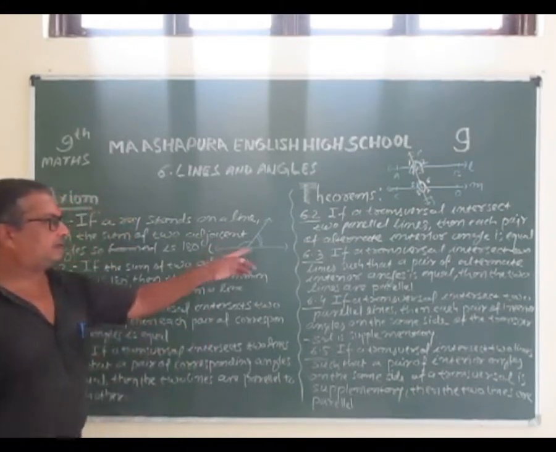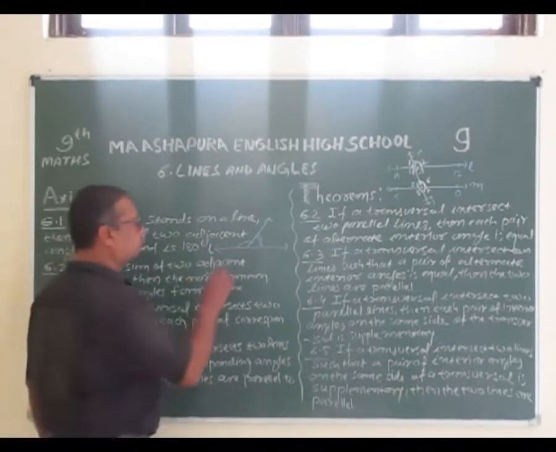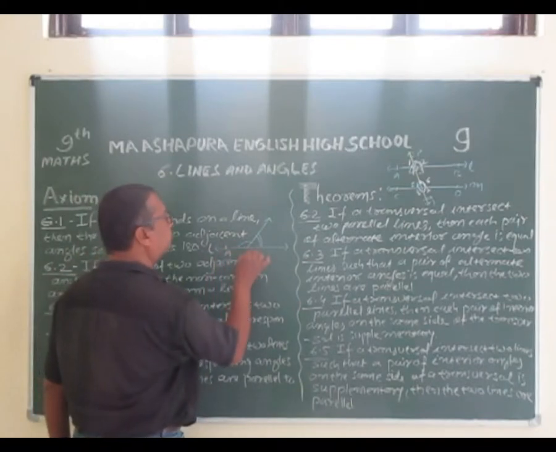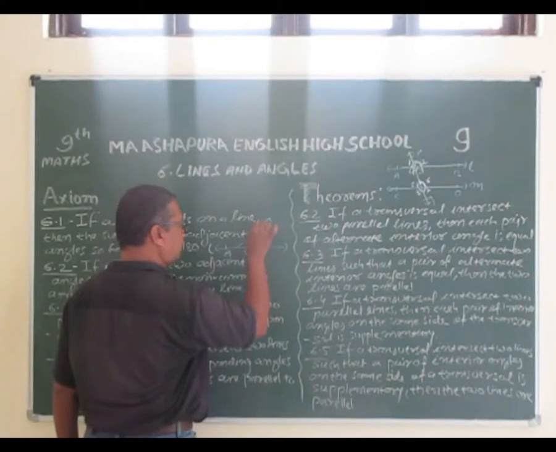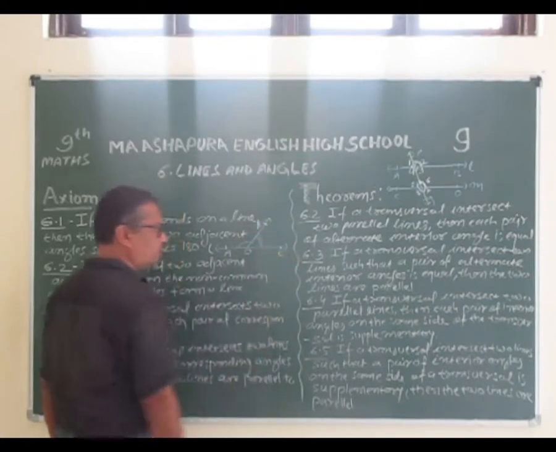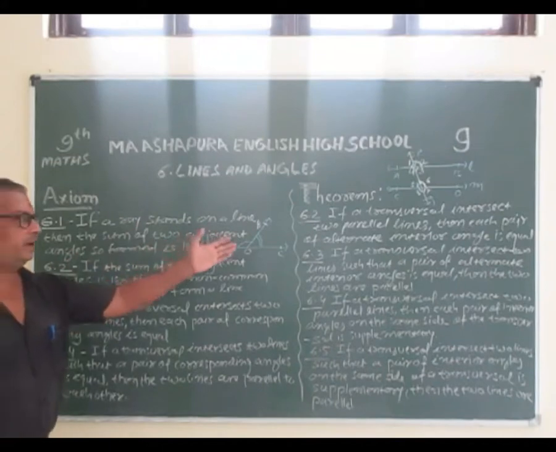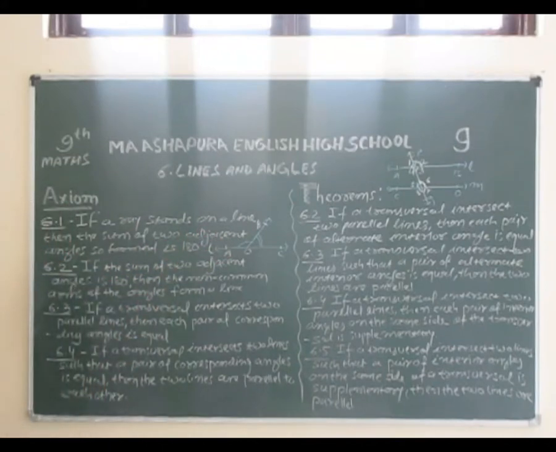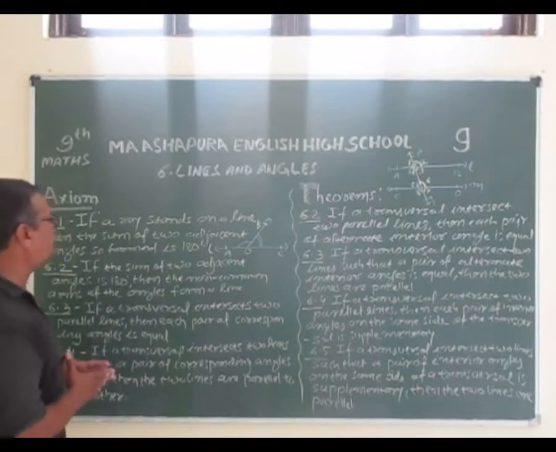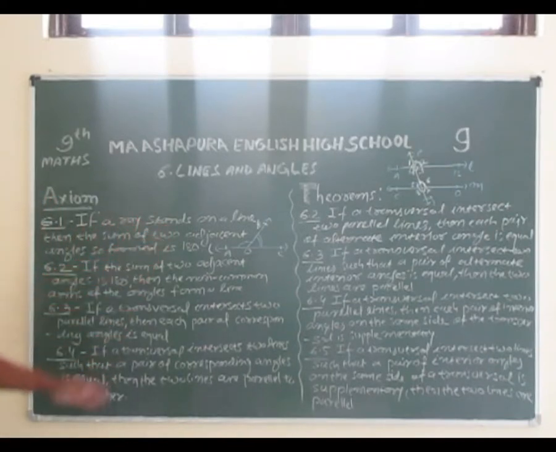Here the line L is the given line, and angle AOB and angle BOC are the adjacent angles. So the two adjacent angles are formed. Here the two adjacent angles form a linear pair of angles, and the sum of a linear pair of angles is 180. Therefore we can say that if a ray stands on a line, then the sum of the two adjacent angles so formed is 180.